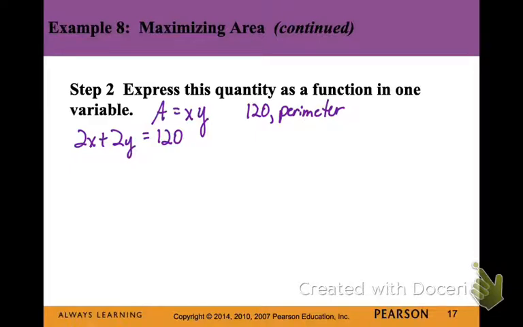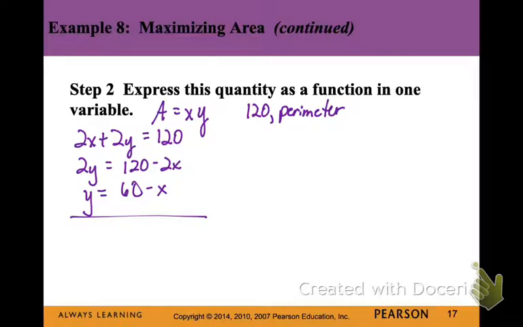Now let's go ahead and solve for y. So subtract your 2x over and then divide by 2. So now we have done it. We have this quantity as a function in one variable. So y, or f of x, equals 60 minus x.